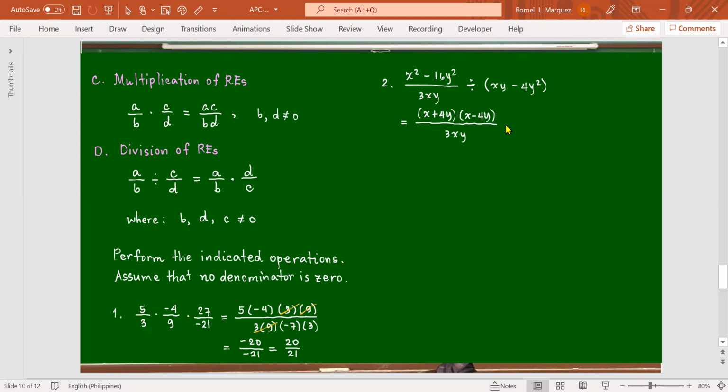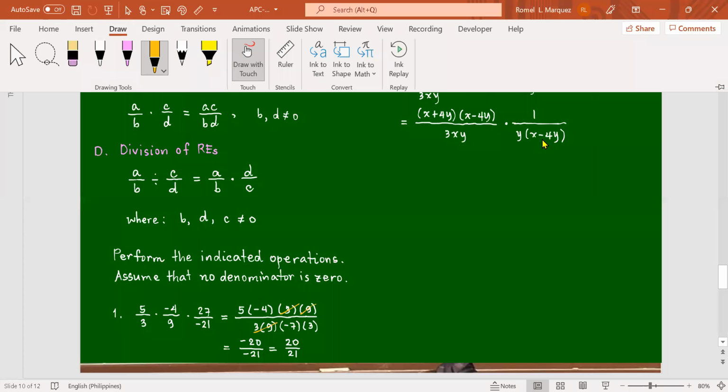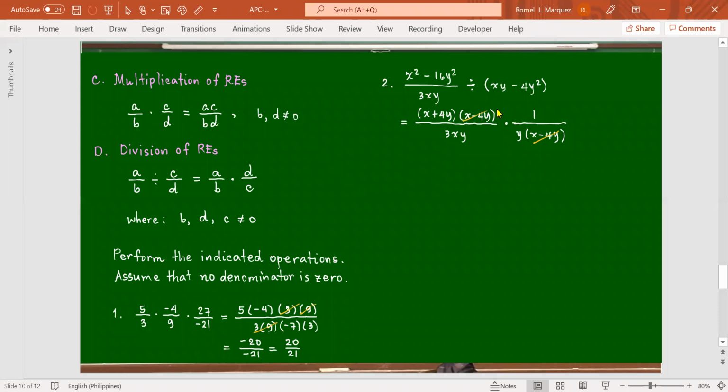3xy. You are going to multiply it with the reciprocal of this, 1 over. But this is factorable into y times x minus 4y. Correct, children? I can now cancel this out. Get it, children? What is now the final answer? x plus 4y over 3xy squared.